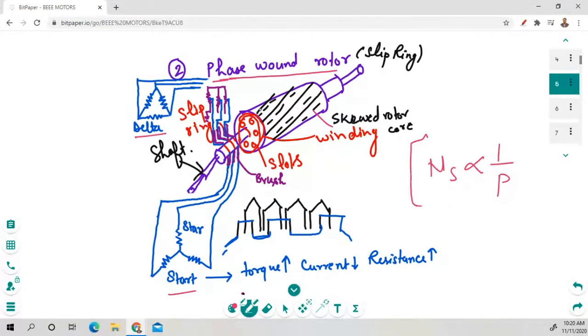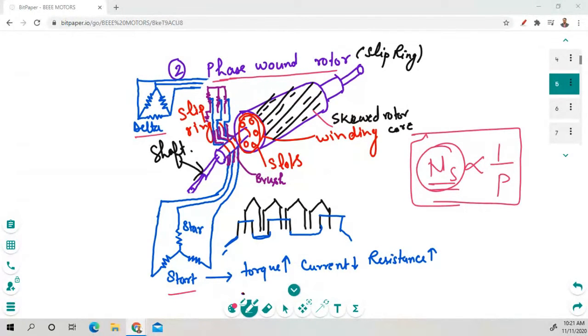have you understood this equation? Ns is inversely proportional to the number of poles. Gautam is saying it is synchronous speed. How to achieve the synchronous speed of the motor? Pankaj is saying the voice is lagging. Is it clear now? Okay, Pankaj is saying it is clear now.